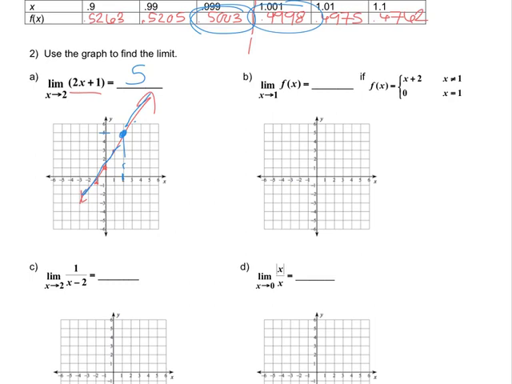For part B, if you're looking at this a little confused, it says the limit of f of x as x approaches 1. Well, what is f of x? Here's our function f of x. If you think back to when you learned about piecewise functions, this is a piecewise function that has two pieces to it. The function for every single x value except x equals 1 is x plus 2, meaning it's a line with a slope of 1 and a y-intercept of 2. So I would go up 1 over 1, up 1 over 1, down 1, left 1.